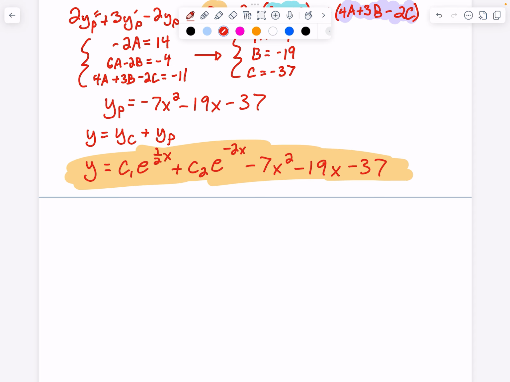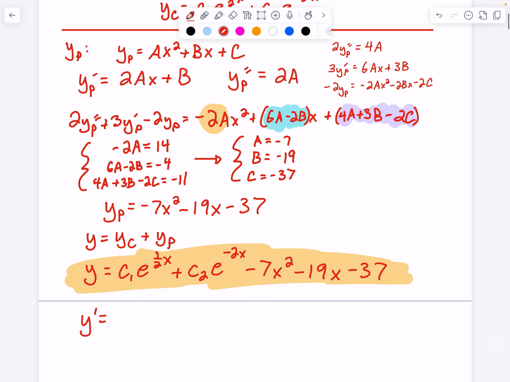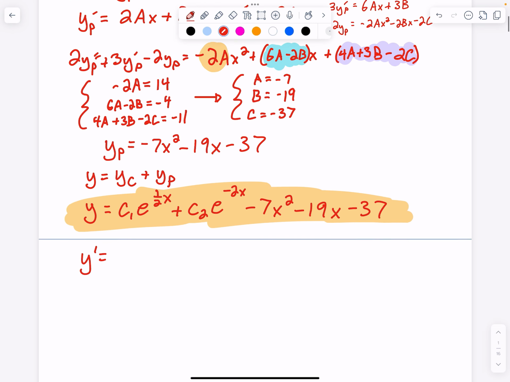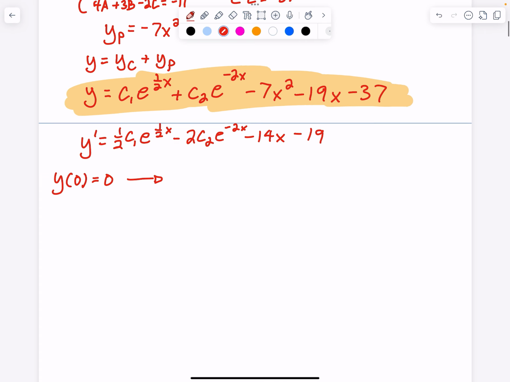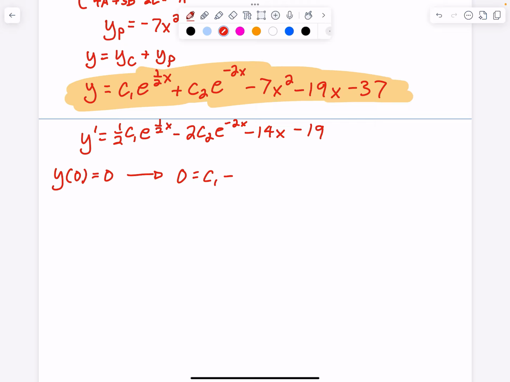Okay, so I know I'm going to need y prime, because the initial conditions say y and y prime. So I'm going to go ahead and do that. I get 1/2 c1 e to the 1/2 x minus 2 c2 e to the -2x. I'm just taking derivatives. -14x minus 19. All right, so I get y of 0 equals 0. That's going to come out as 0 equals c1 plus c2 minus 37. And then y prime of 0, if I plug that in, I get 0 equals 1/2 c1 minus 2 c2 minus 19. All right, there's our system.